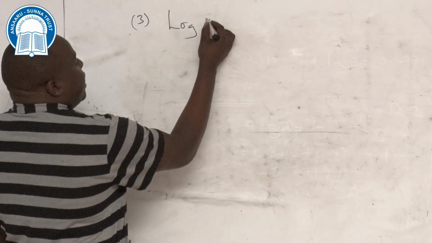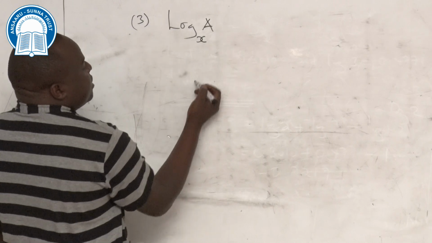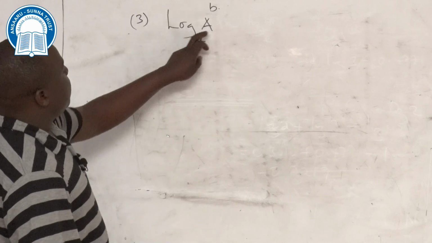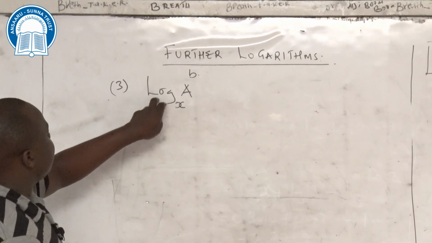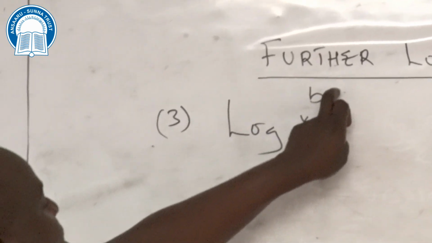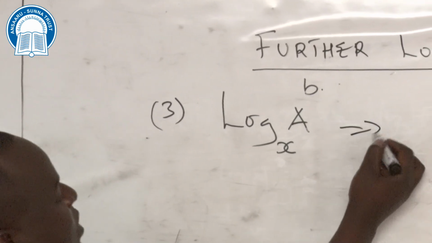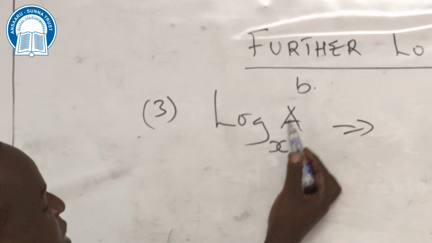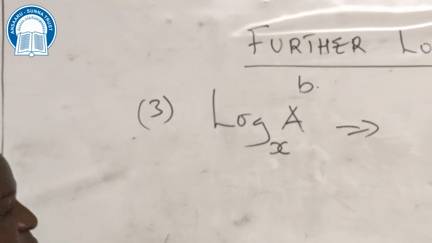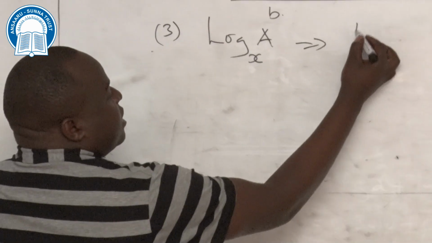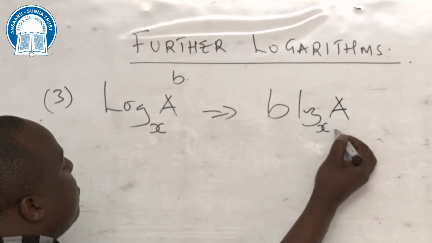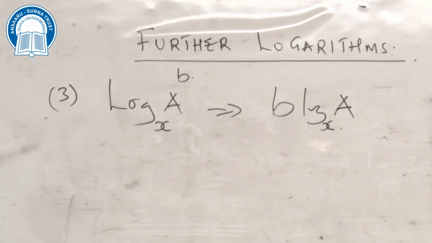Okay, log A base x, let's say equals to log A raised to b base x. When you see such a statement in logs, it means take the power to be the coefficient of the log. So the statement will read b log A then base x. This is as simple as that.